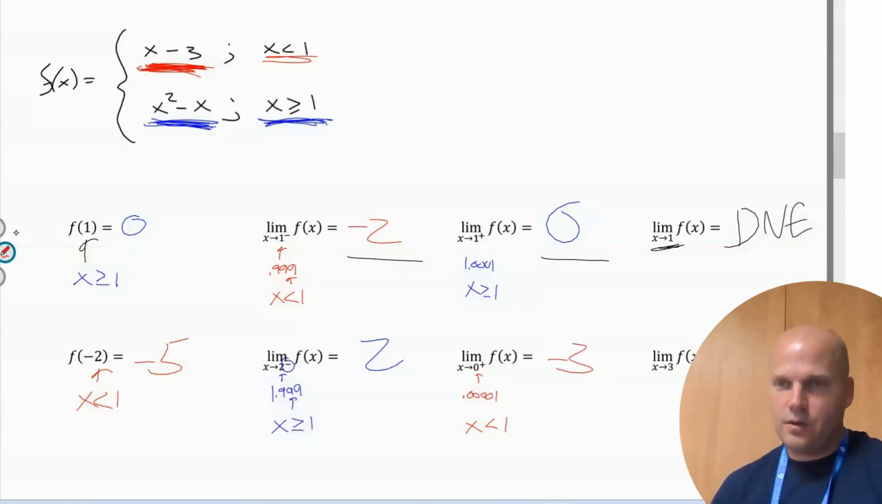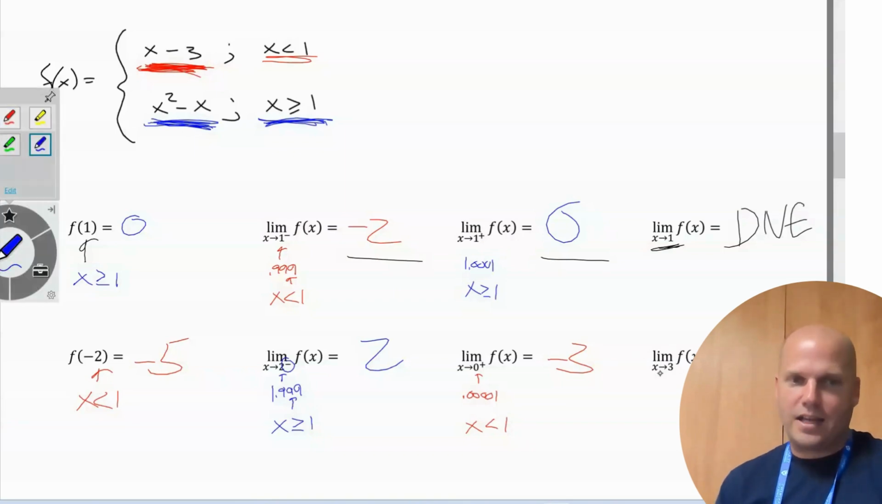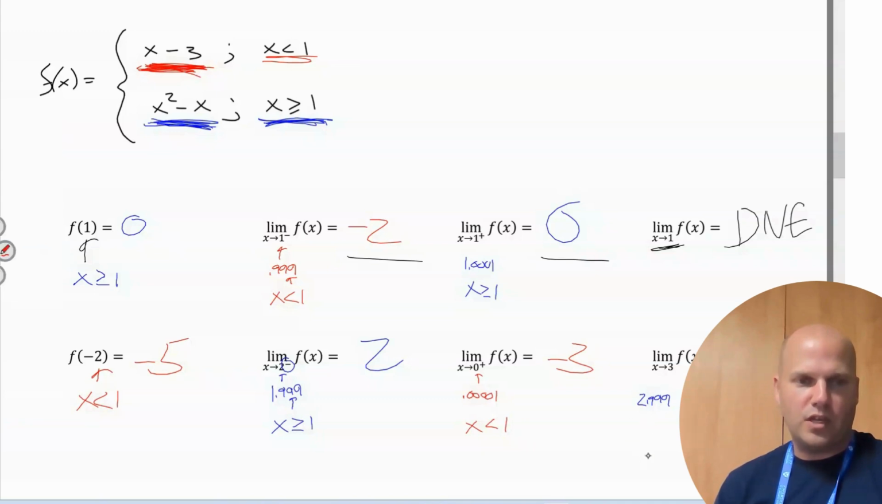What about 3? Okay, well, let's think about 3. Now, I don't ask you for the one-sided limit, so you have to do it yourself. You got to think about 2.999. You got to think about 3.001. You got to find the limits for both of these. If they agree, that's your answer. If they disagree, then that's not your answer.